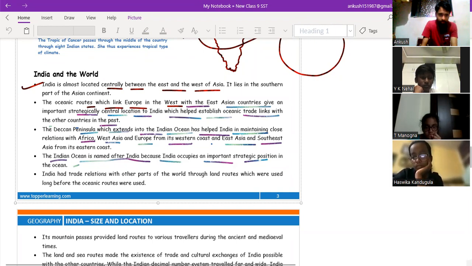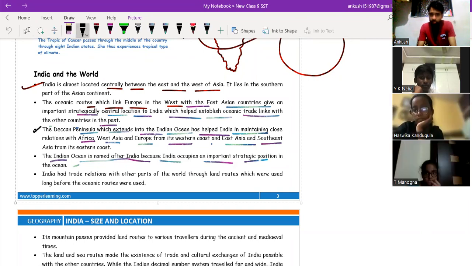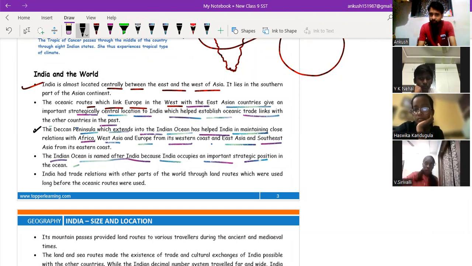At this point you have to see this one. The Deccan Peninsula, which extends into the Indian Ocean, has helped India in maintaining close relationships with whom? With Africa, West Asia, and Europe from its western coast, and East Asia and Southeast Asia from its eastern coast. Do you know how many major ports there are? They link the world with India through important ports on the Western Ghats and also on the Eastern Ghats.